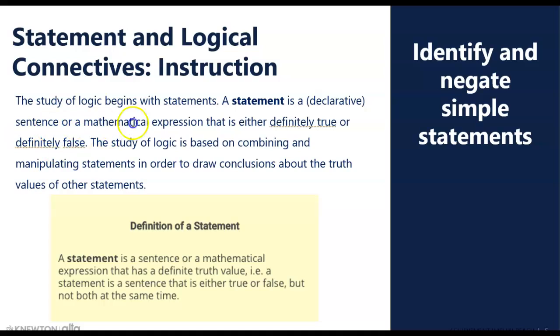But it's a sentence or mathematical expression. 3 plus 5 equals 2 is a true statement. No, it's a false statement. There you go. Were you listening and paying attention? 3 plus 5 equals 8 would be a true statement, but both are statements because they can be either true or false.